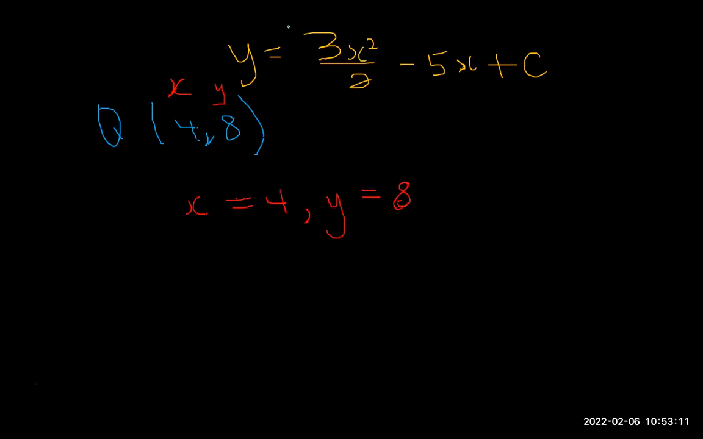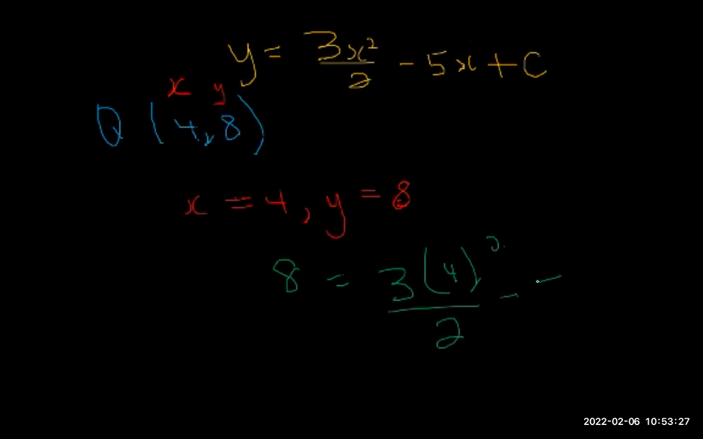So now substituting these values into the equation up here. y is 8, so put 8 here, is equal to 3x squared. x is 4, so that's 3 times 4 squared divided by 2, minus 5 times x. x is 4. And we need to find c. So now it's just basic algebra. So can anybody tell me the value of c?